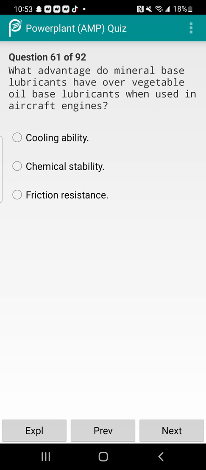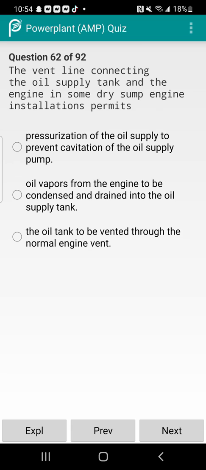What advantages do mineral-based lubrications have over vegetable oil-based lubrications when used in aircraft engines? Chemical stability.